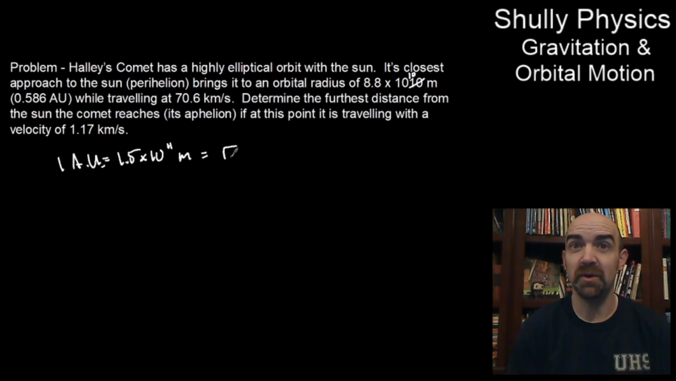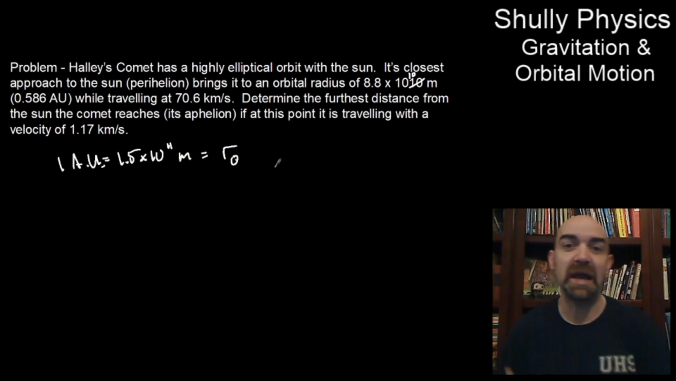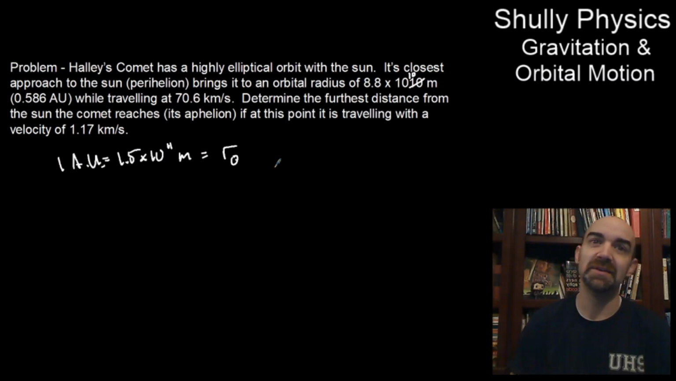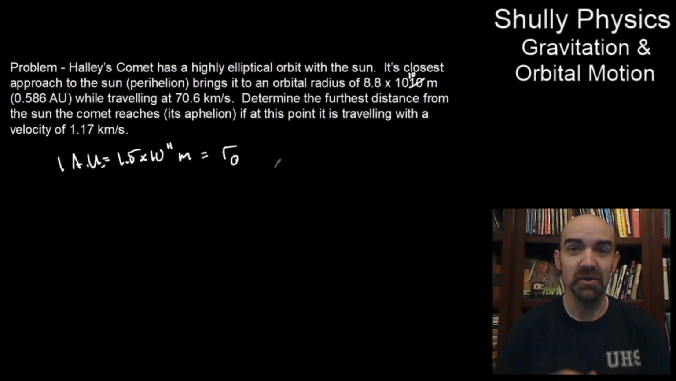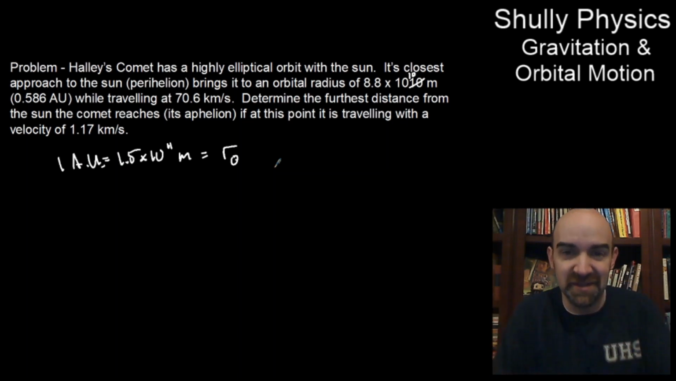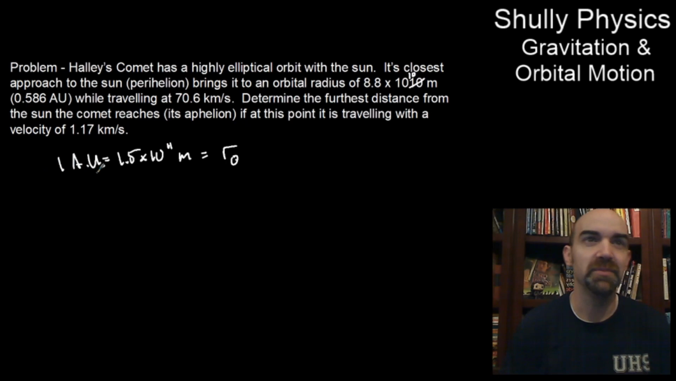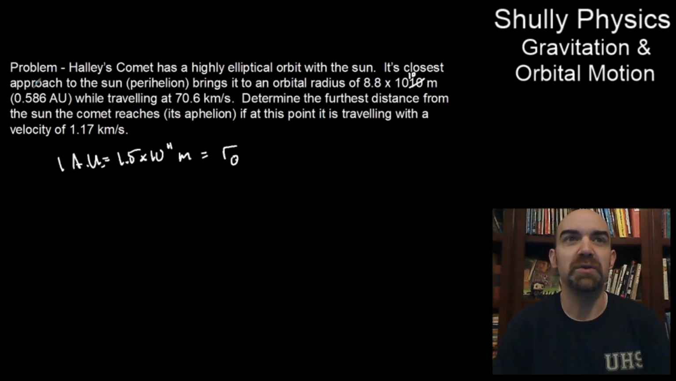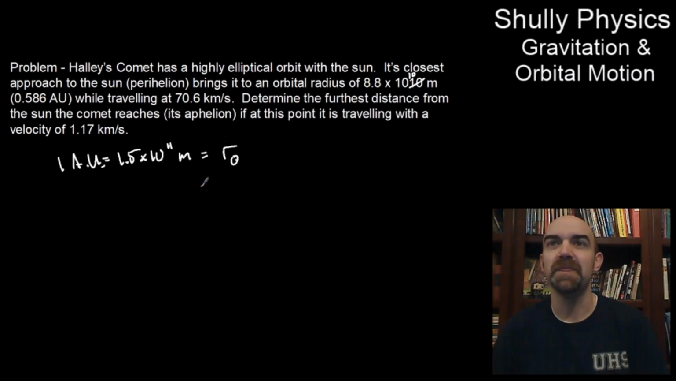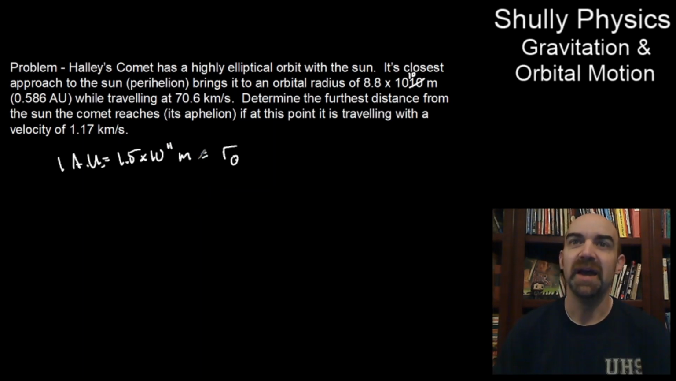And that is the Earth's orbital radius. We're using the average orbital radius of the Earth as the standard unit of distance for planets in a solar system. Okay, so AU. So its closest approach is almost half an AU, just a little more than that, while traveling at 70.6 kilometers per second. Determine the furthest distance from the sun the comet reaches, called its aphelion, if at this point it's traveling with a velocity of 1.17. So there's going to be a big difference in speed.